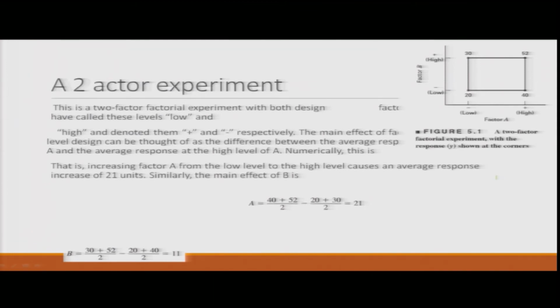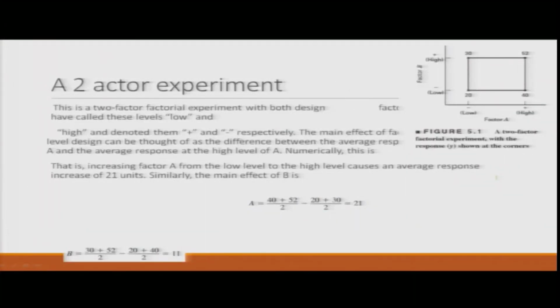So, this is called a 2 factor factorial experiment, with the design having levels called low and high. Obviously, it can be low, high, it can be low, medium, high, but we are considering only two levels. So, the combination is technically 2 by 2. The high is denoted with the plus and the low is denoted by the minus, or vice versa depending on however you quantify. The main effect of a factor can be thought of as the difference between the average response at the low level of A and the average response at the high level of A.